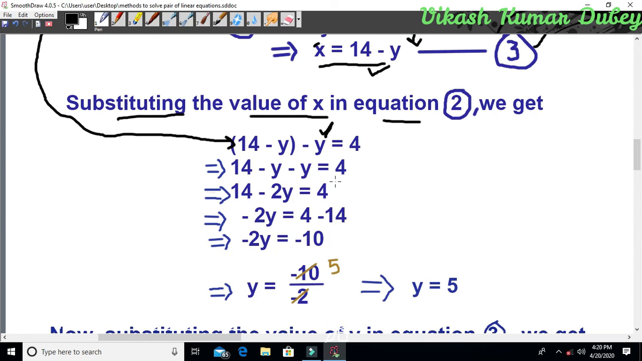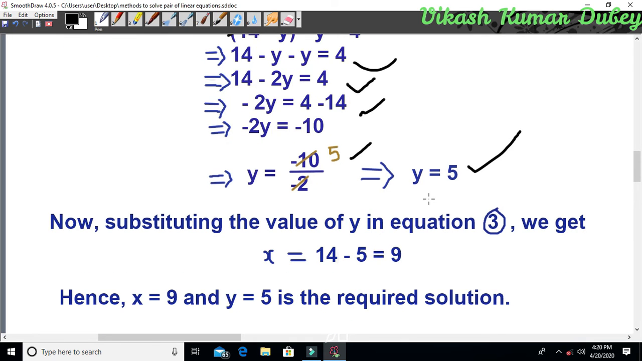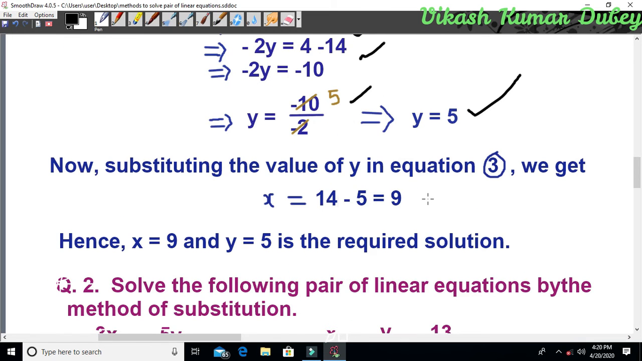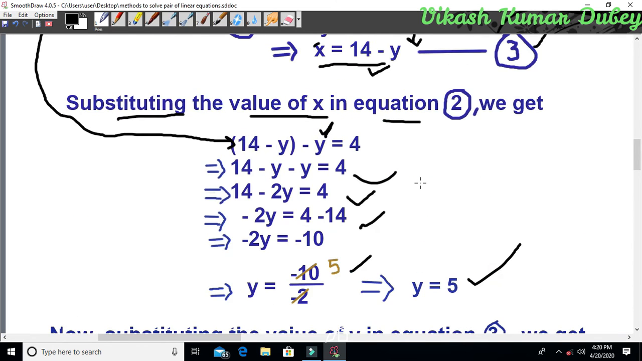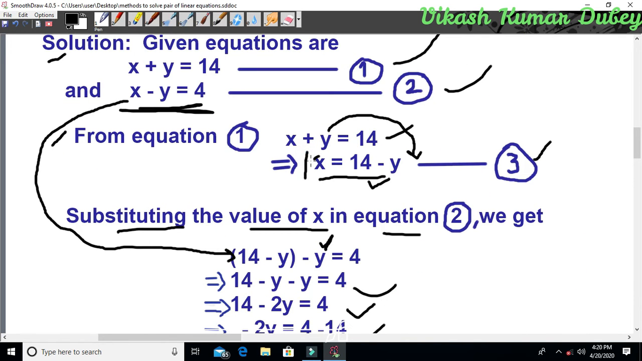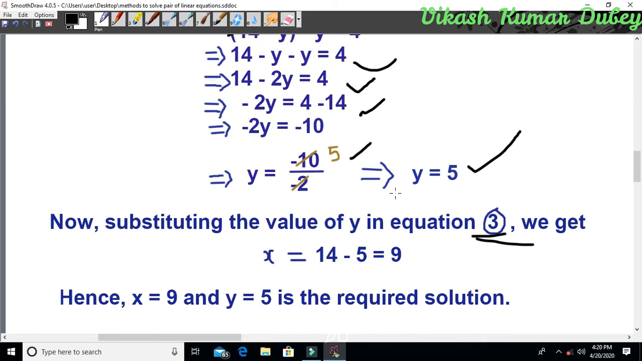So we are solving, and after solving we get the answer y is equal to 5. Now you have to put this value y is equal to 5 in equation 3. What is equation 3? Equation 3 is x is equal to 14 minus y. So in place of y you have to put 5. So x is equal to 14 minus 5, which is equal to 9. So the value of x is equal to 9.